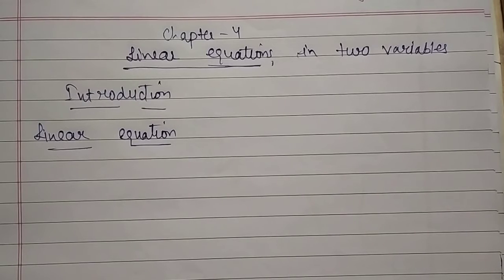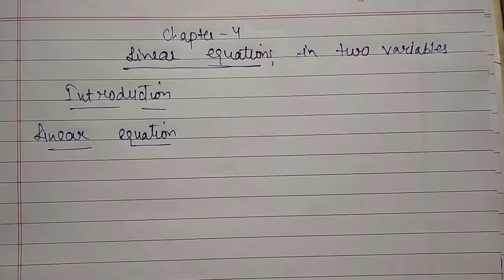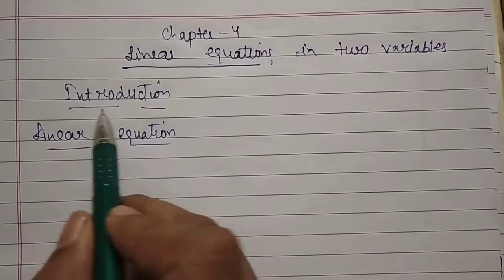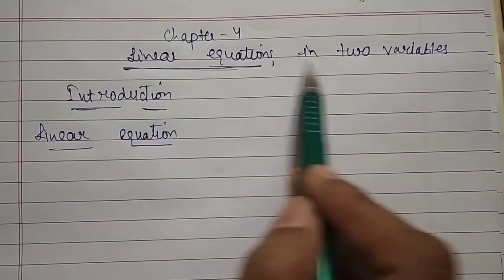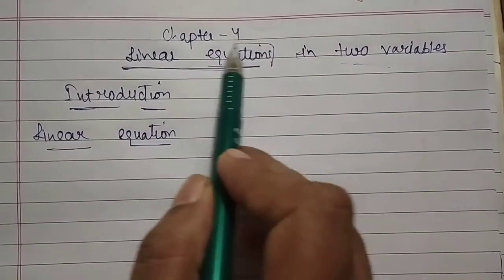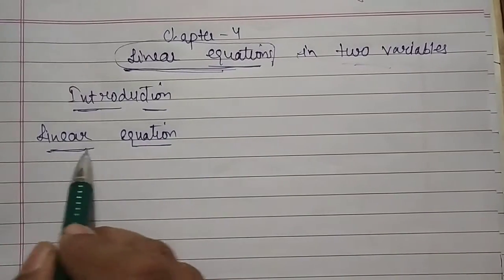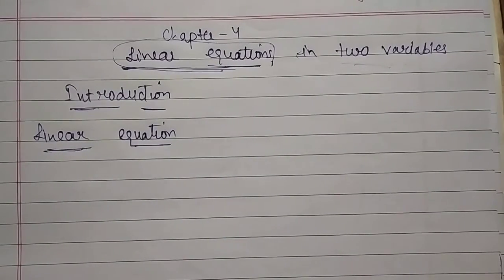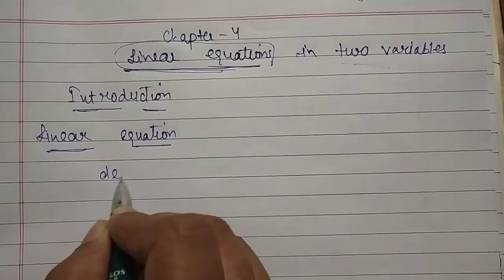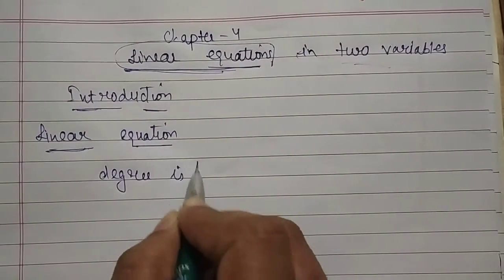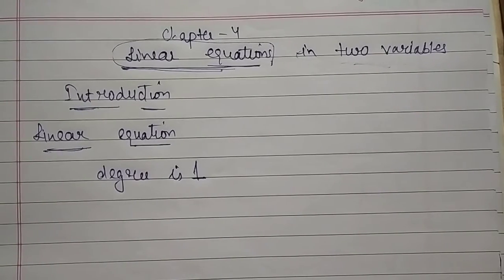Today I will deliver my lecture on chapter number 4, that is linear equations in two variables. So first we will start with the introduction part. As the name suggests, linear equation in two variables. So first of all, we should know what is a linear equation. A linear equation is one whose degree is 1.